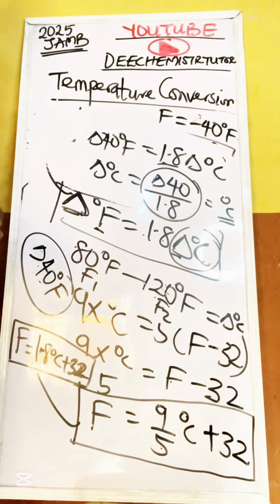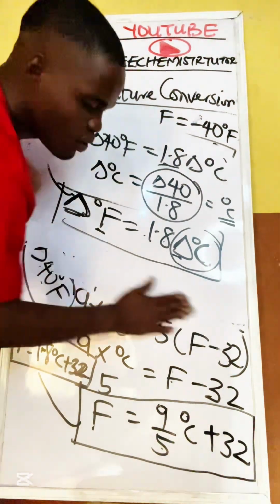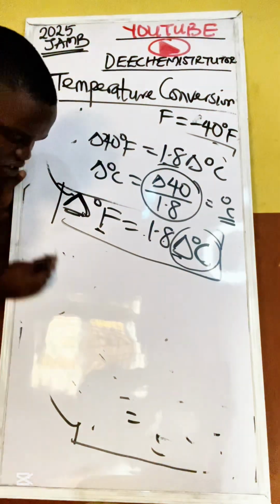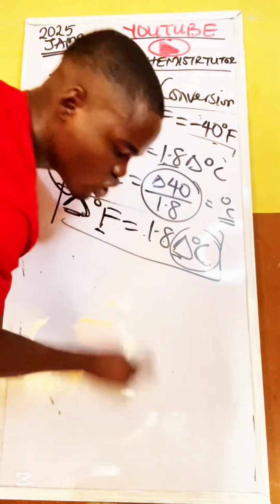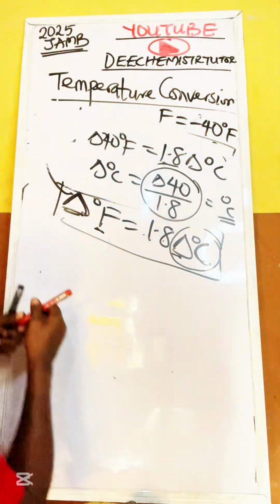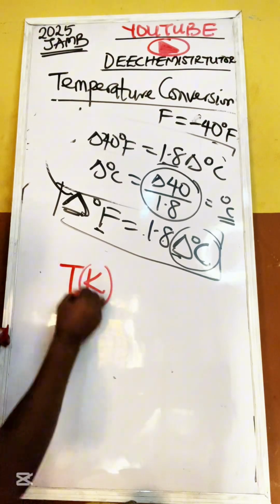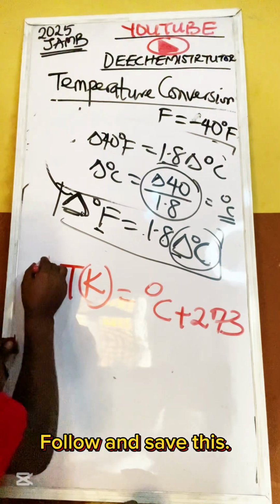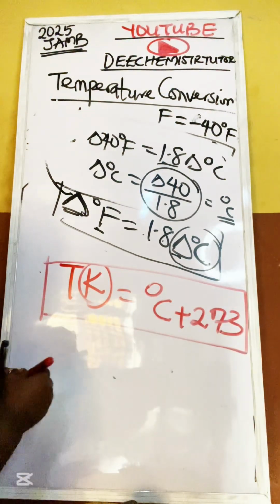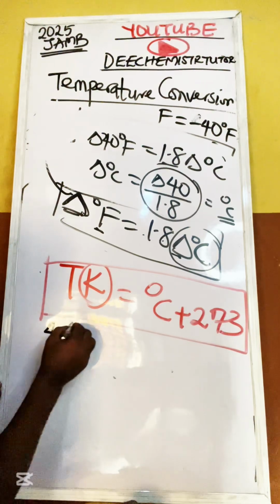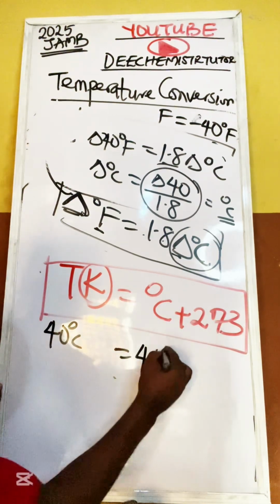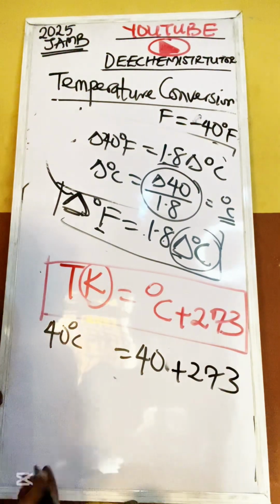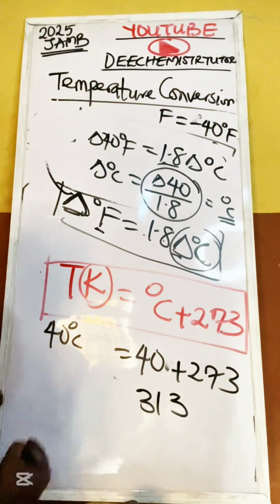Okay. Now, let me talk about the second one that is common. Don't worry, you don't need to do all of this thing I'm doing because it's common. You should know it. When you want to convert from Celsius to Kelvin, in fact, you need it in your general gas equation. You should know that T Kelvin equals degree Celsius plus 273. So if I give you convert 40 degrees Celsius to Kelvin, it's very easy. Just put 40 degrees Celsius plus 273. That will be 313, if I'm not mistaken.